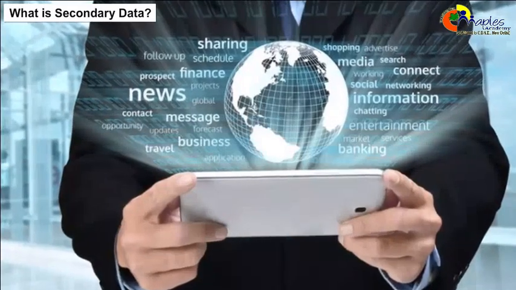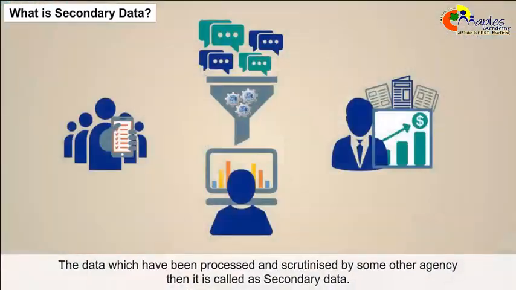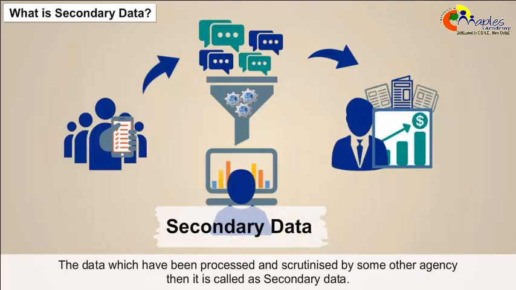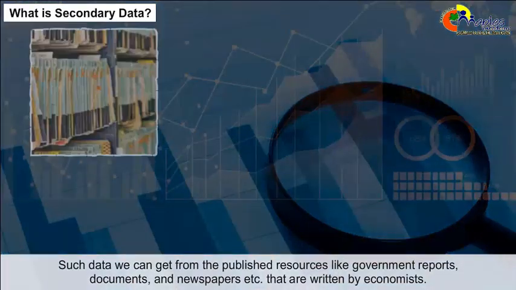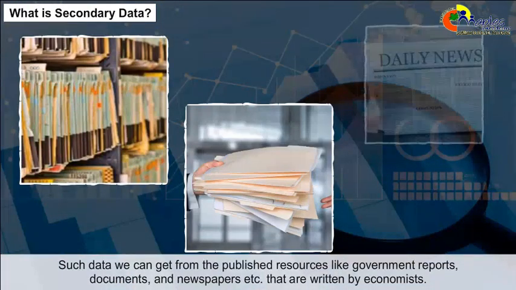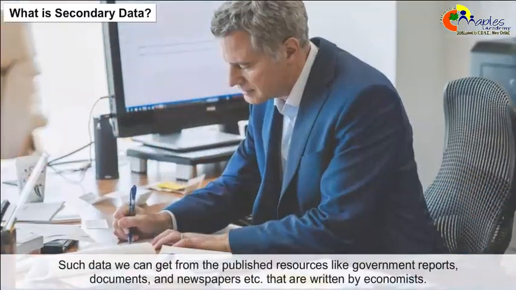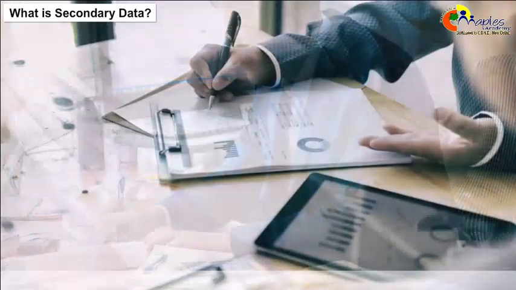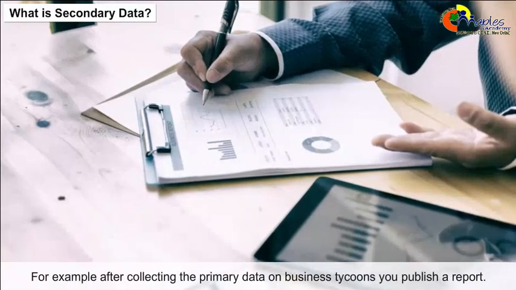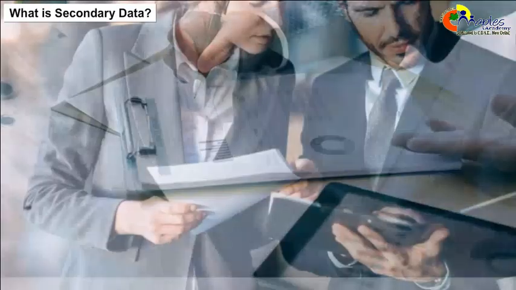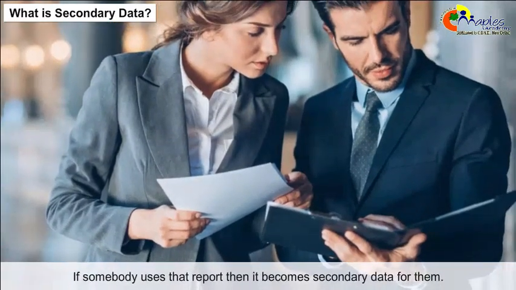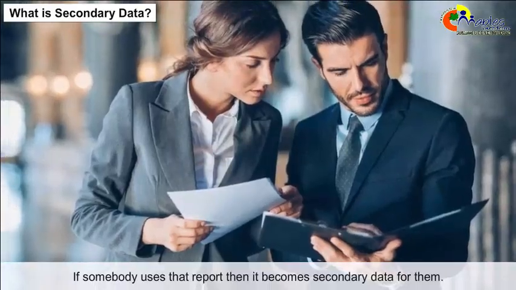What is secondary data? Data which have been processed and scrutinized by some other agency are called secondary data. Such data we can get from published resources like government reports, documents and newspapers, etc. that are written by economists. For example, after collecting the primary data on business tycoons, you publish a report. If somebody uses that report, then it becomes secondary data for them.